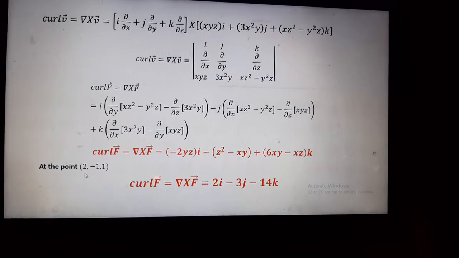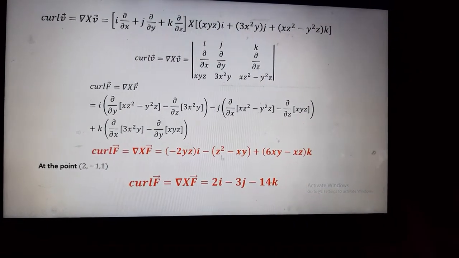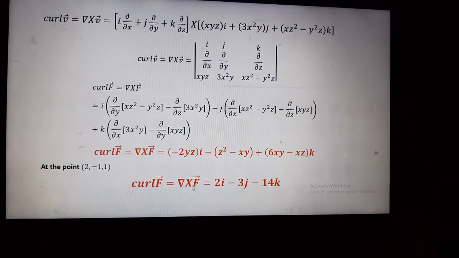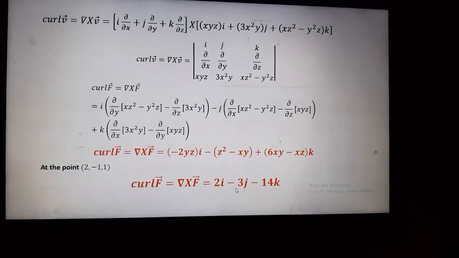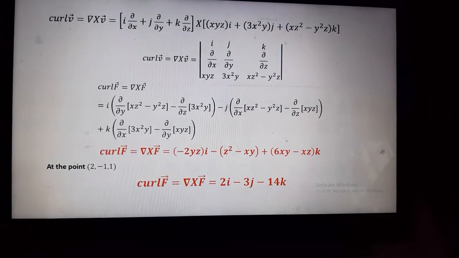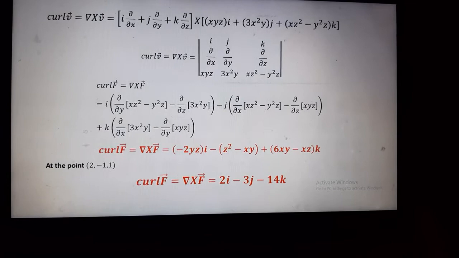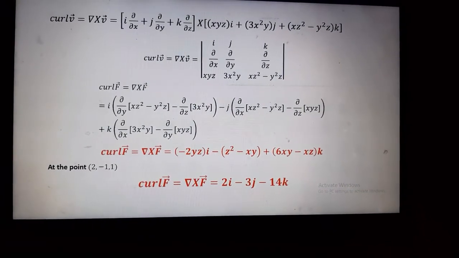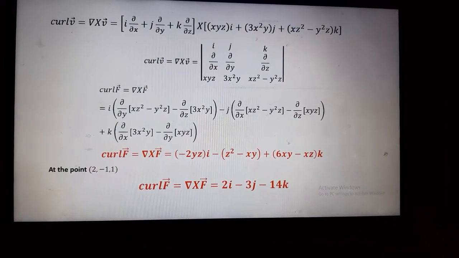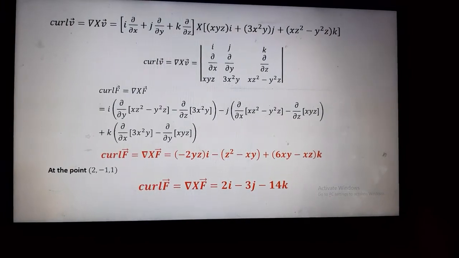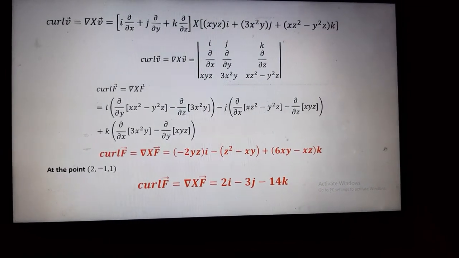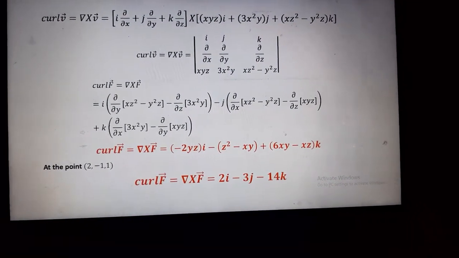Again the question asks for the curl at the point (2, -1, 1). After substituting the point, I will get del cross f bar, that is curl of f, equal to 2i minus 3j minus 14 into k. We should remember, in case of gradient, curl and divergence: gradient is associated with a scalar function and results in a vector. Divergence of a vector results in a scalar function, and curl of a vector results again in a vector function.